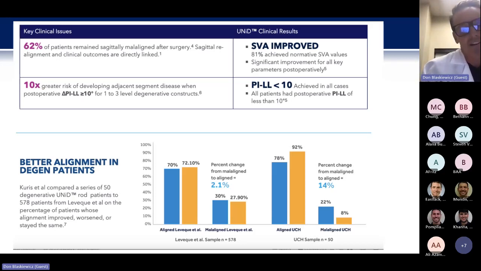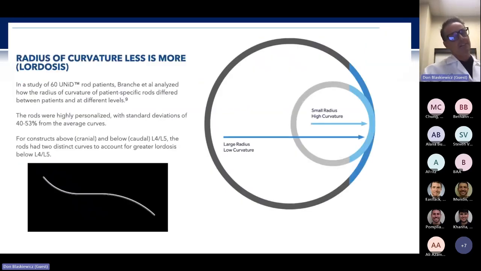Sagittal realignment and clinical outcomes are directly related. SVA improved with UNiD rods, 81% achieved normative SVA values, and with significant improvement in all key parameters postoperatively. So this has been shown again and again with the UNiD cases, and we know that once we don't get patients aligned where they need to be, they have up to a 10-fold increased risk of developing adjacent segment disease, even for 1 to 3 level degenerative cases.